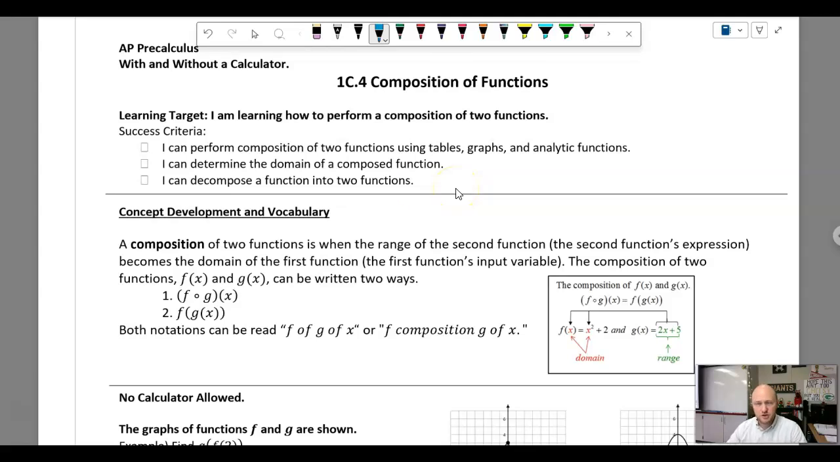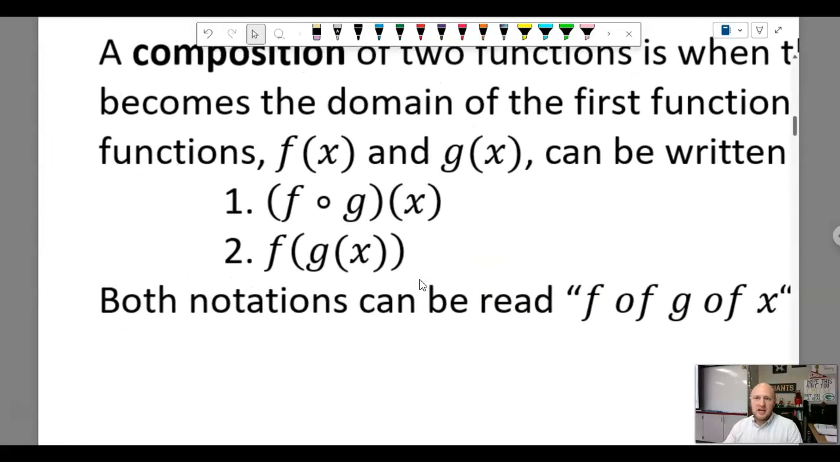A composition of two functions is when the range of a second function, or the inner function, becomes the domain of the first function, or the outside function. The composition of two functions, f of x and g of x, can be written in two ways. There are two types of notation, and generally the AP exam will give you both of these in an equivalency statement. They'll say this is equal to this. But both of these read f of g of x. The little o is read as "of", and the parentheses are also "of x". I feel like number 2, f of g of x, is more intuitive.